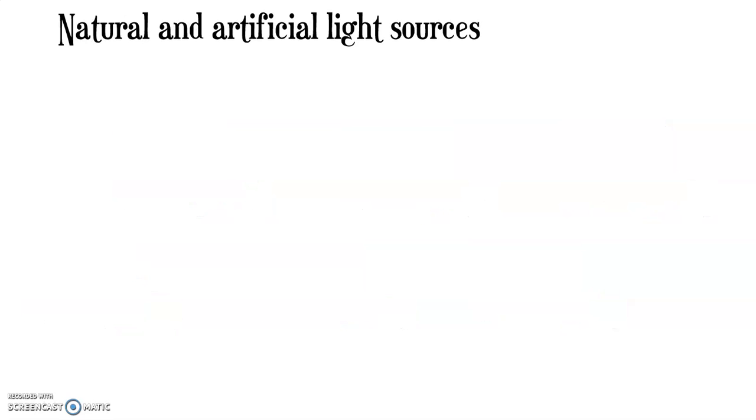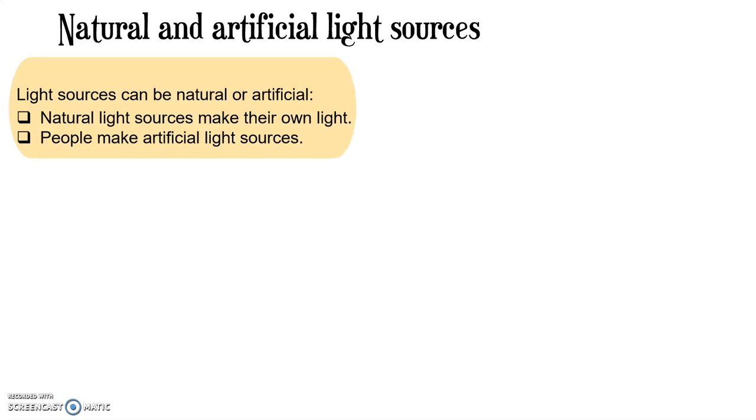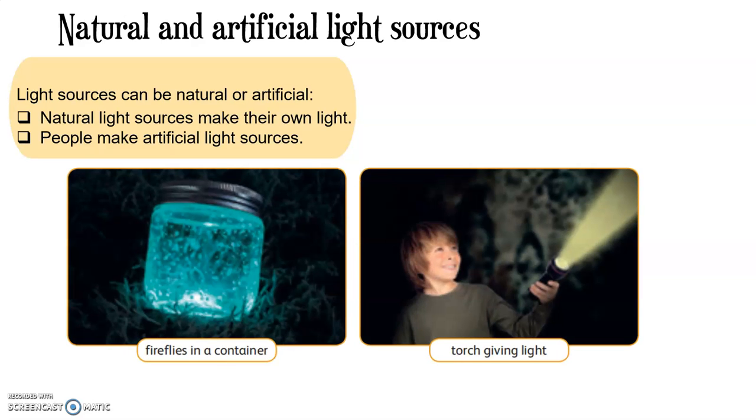Okay, next, for the next page. Natural and artificial light sources. Natural or artificial light sources, yeah? Light sources can be natural or artificial. Natural light sources make their own light. And then people make artificial light sources. Now, this is the example of natural and artificial light sources.